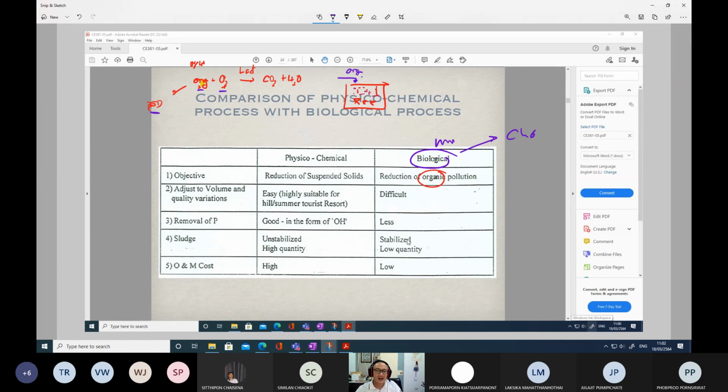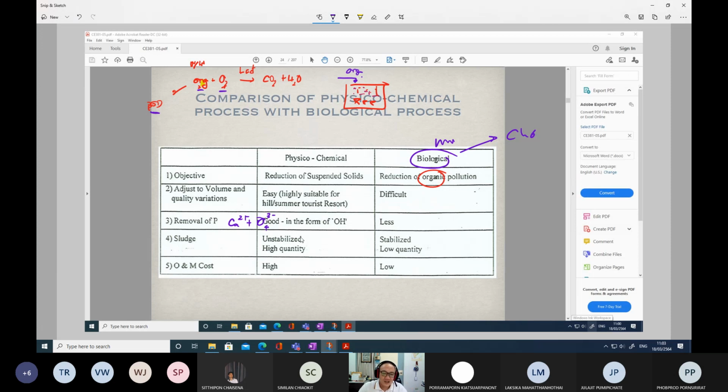Removal of phosphorus. Phosphorus removal mostly occurs by using the chemical process. We add calcium to precipitate the phosphate. So the most effective way to remove phosphorus is by applying the physical chemical process. The biological process has very low efficiency. We can say that normally it's 0% removal for phosphorus by using the biological process. It may be removed, but only a very little amount.